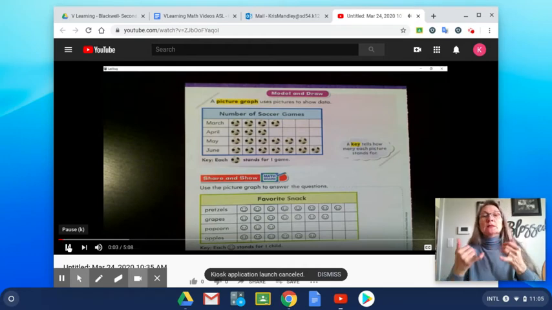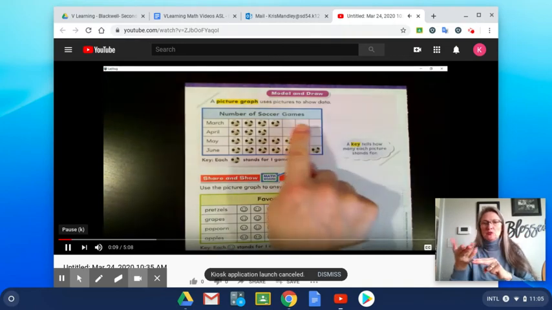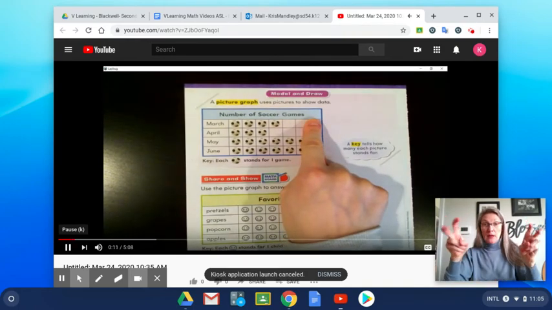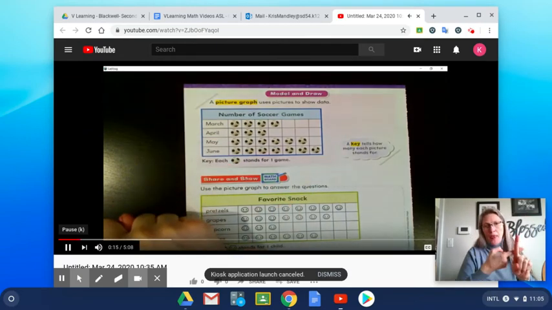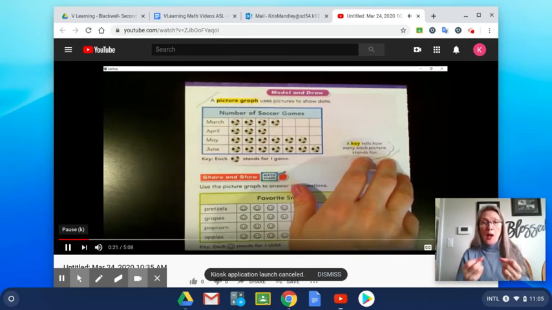Today we're going to talk about what a picture graph is and how I can use them to read data. So the title of my graph right here says number of soccer games. Over here it says March, April, May, June. So I know that these are going to be the months that we're talking about the number of soccer games.